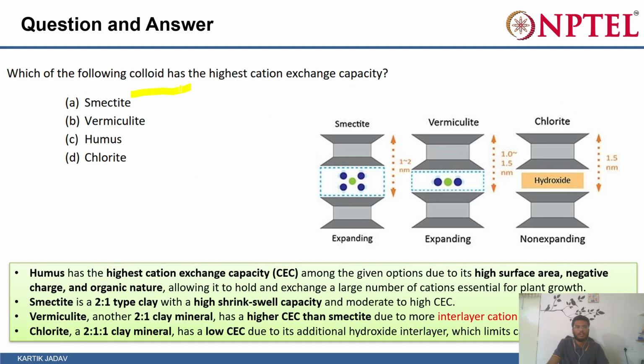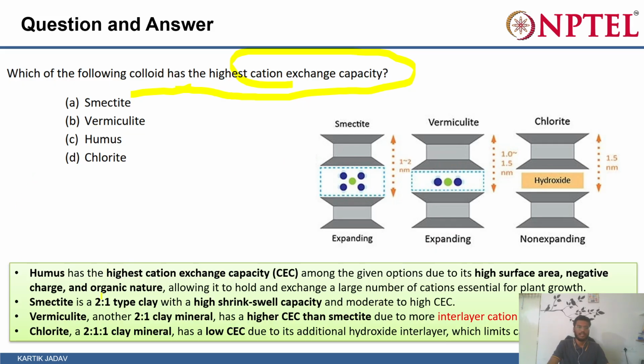Which of the following colloids has the highest cation exchange capacity? Smectite, vermiculite, humus, or chlorite? So we know that humus has the highest cation exchange capacity among the given options due to its highest surface area, negative charges and organic nature, which allow it to hold and exchange a large number of cations essential for plants.